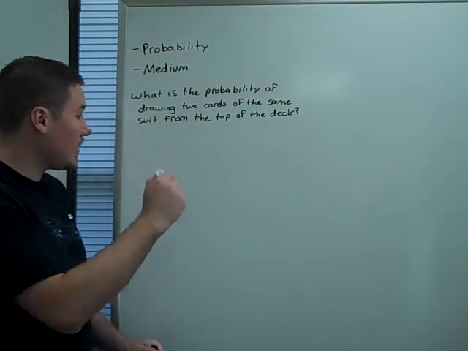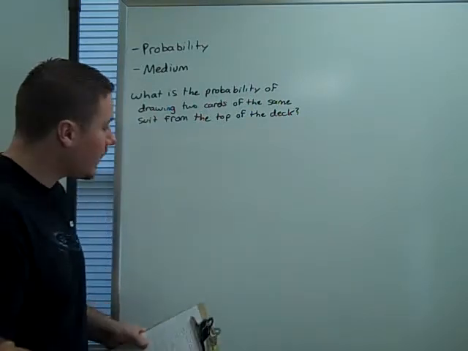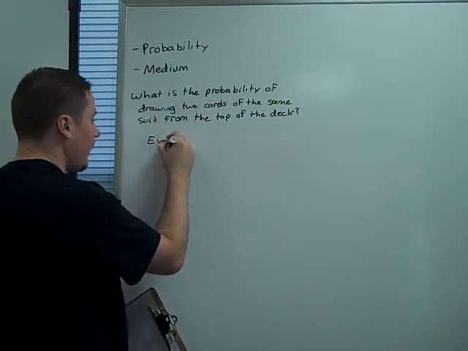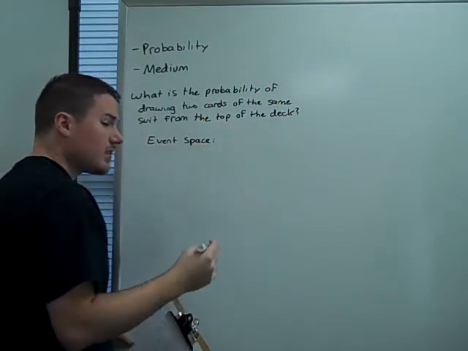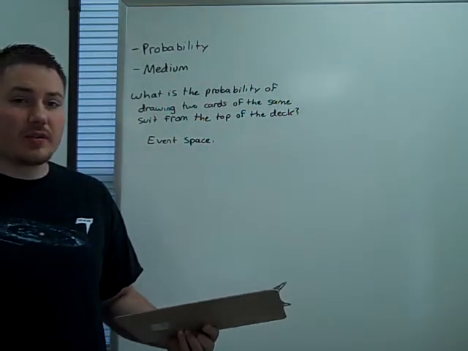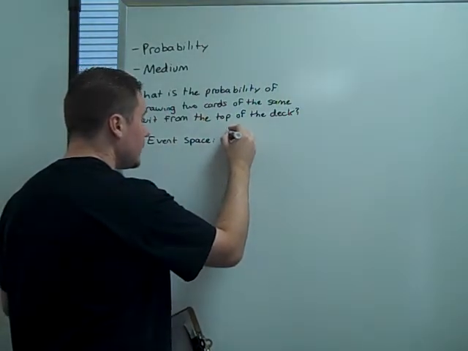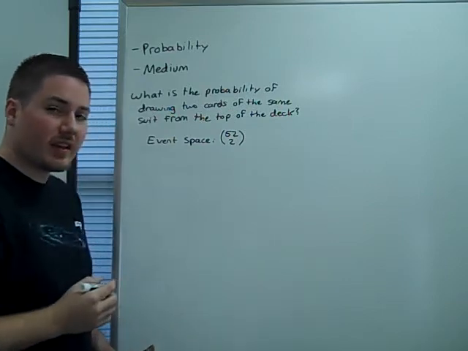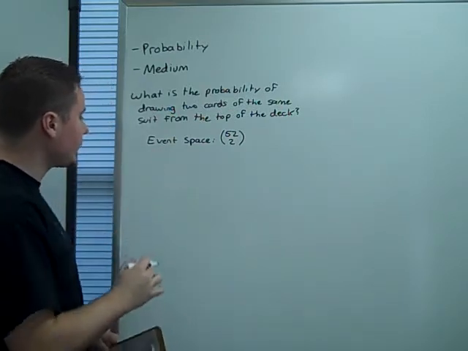Before we do anything, though, we have to define an event space. That is, how many possible ways can I draw two cards? Well, that's actually quite simple. How many ways can I draw two cards from a 52-card deck? Well, it's 52 choose 2. I'm just going to leave it like that for now. We'll simplify that later when we're in the bigger fraction.